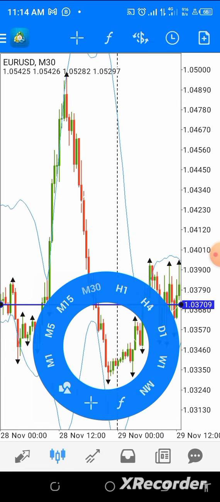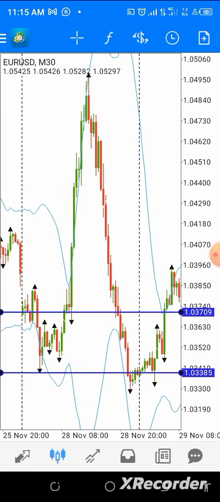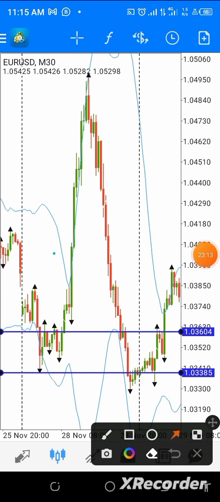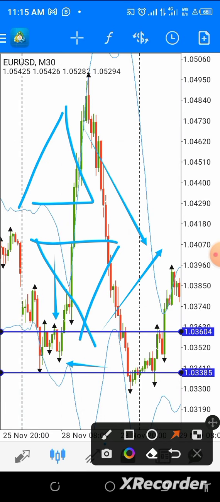You draw your first trend line, and then you draw your second trend line. I'm working on these two fractals, this one and this one. Any fractal that shows an arrow pointing to the top is your sell fractal. And the fractal that shows an arrow to the downside, like this, is your up fractal, I mean your buy fractal.